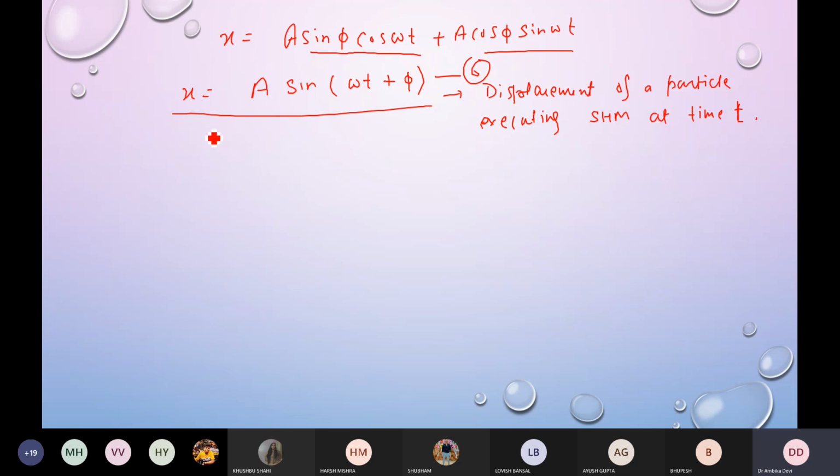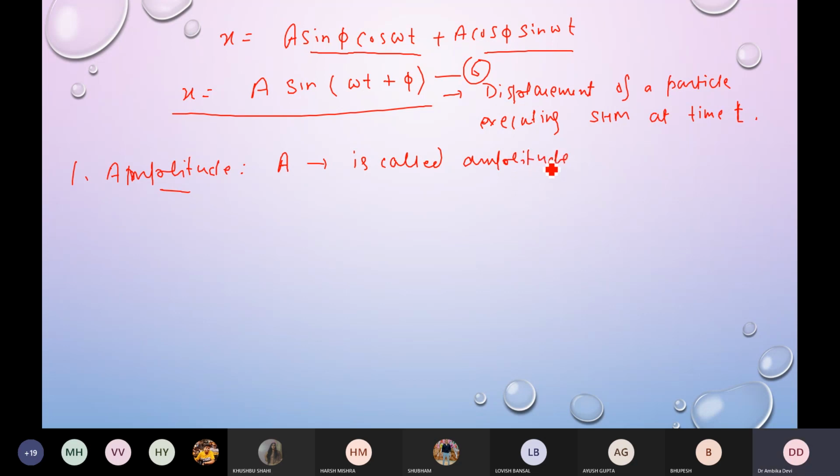Now from this equation, we are going to talk about the amplitude, the time period, the frequency, then phase, then velocity, and then acceleration. So let us do it one by one. What is amplitude? So here in this equation number 5, the quantity A is called amplitude.